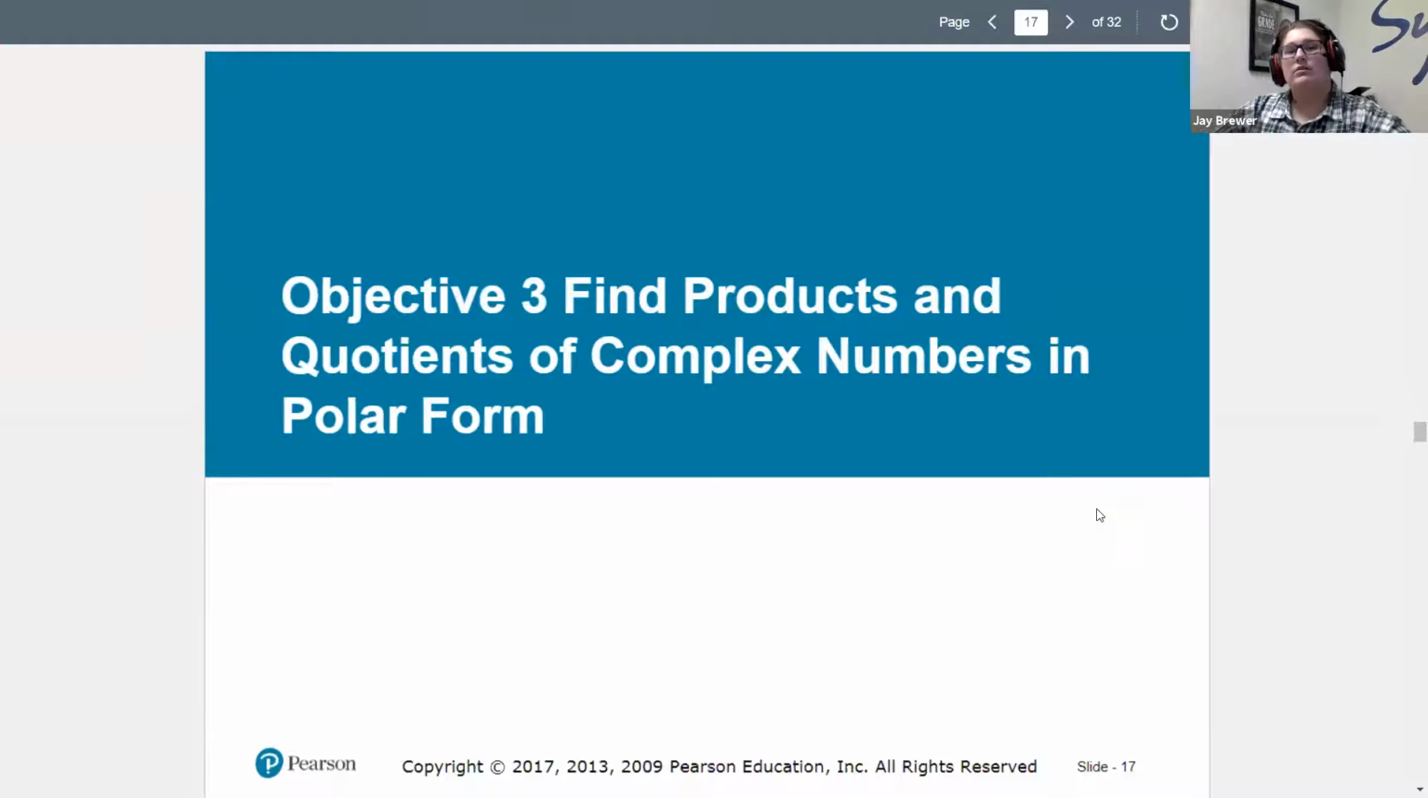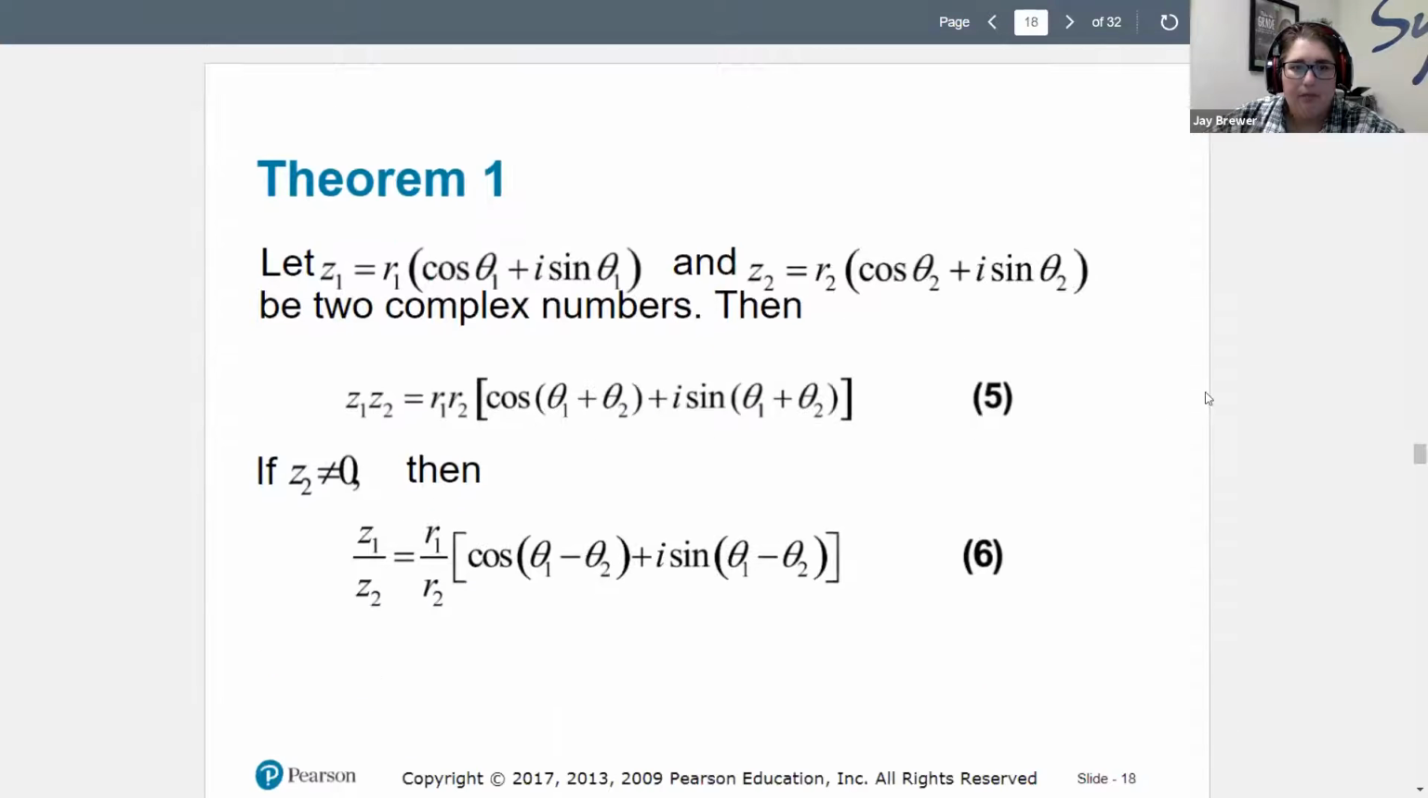Any questions on the first 2 objectives? No? Okay. Theorem 1, we're going to let z sub 1 equal the following, and then z sub 2. So then we'll have z1 times z2, and as long as z2 is not equal to 0, then equation 6 is possible. I'll give you a few seconds to write it down.